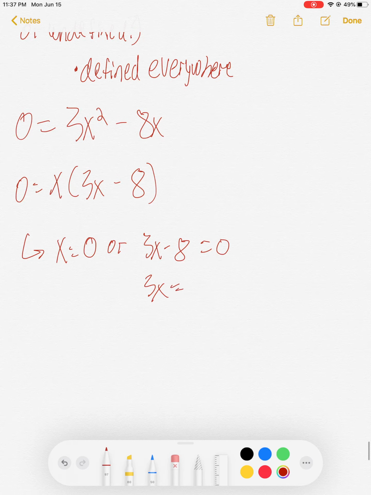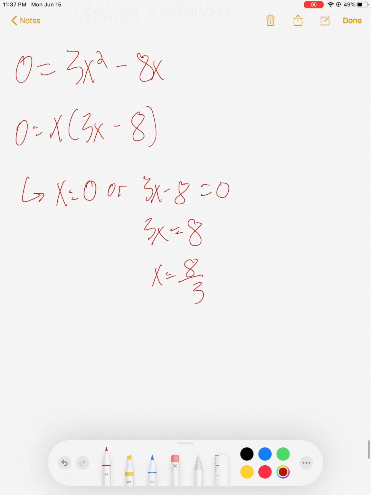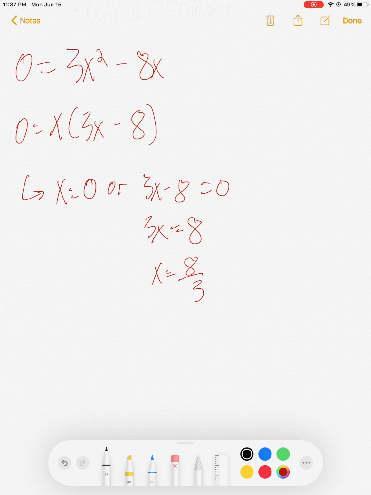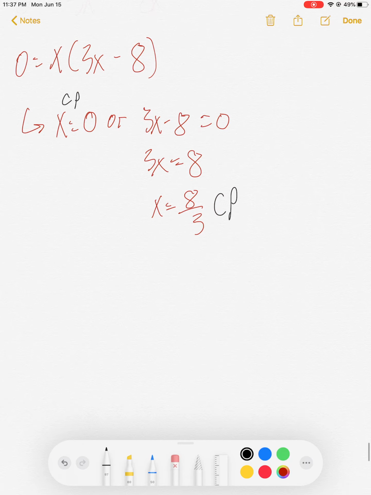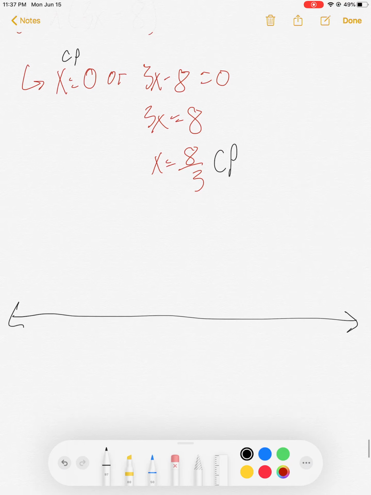So we have to find where the derivative is equal to 0. So I'm going to set 0 equal to 3x squared minus 8x. Well, this is the same as 0 equals x times (3x minus 8), which means that either x equals 0, or 3x minus 8 equals 0. Well, this is the same as 3x equals 8, and that is the same as x equals 8 over 3.